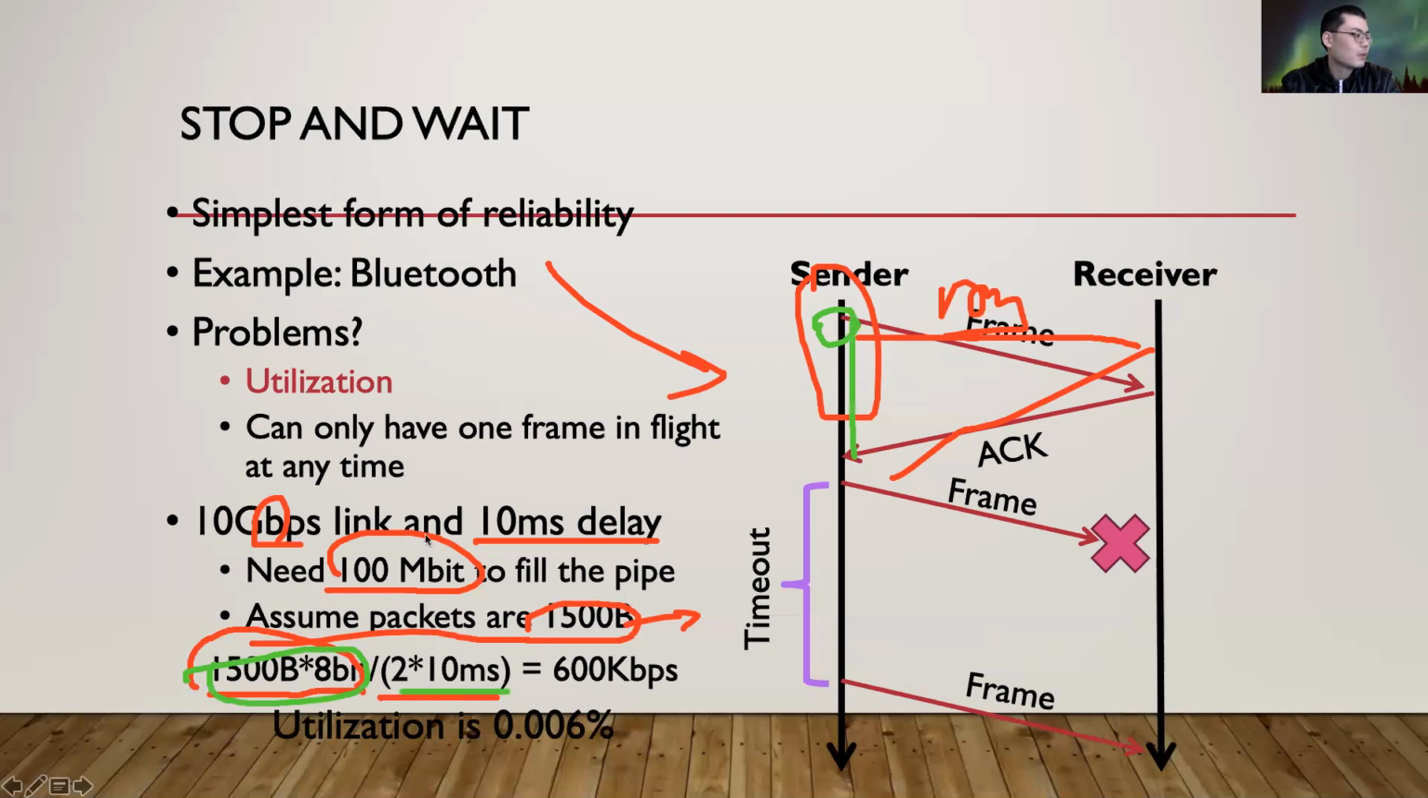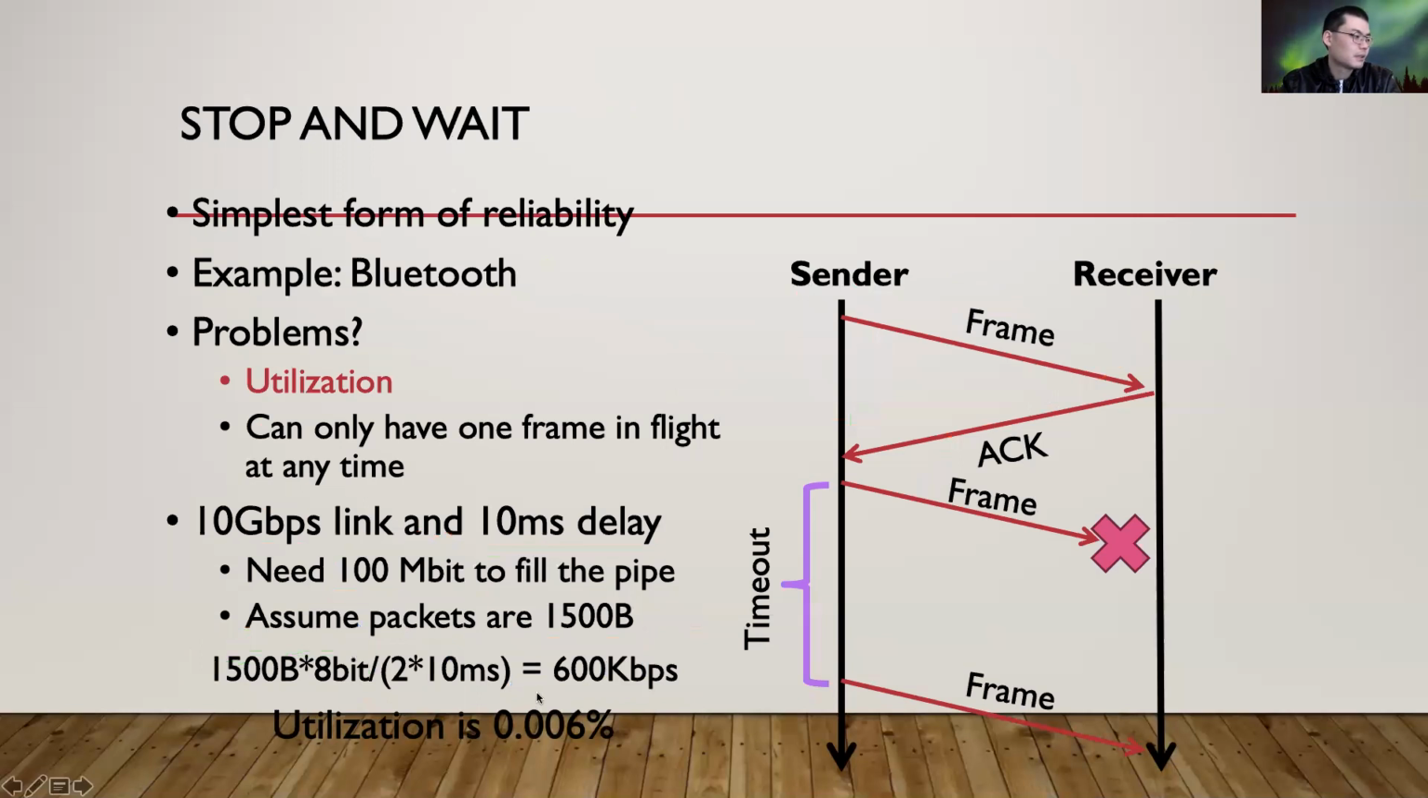So if you look at what your bps is, bits per second, this is your actual average bits per second. You compute it by doing the division. Of course, this is in milliseconds, so you need to multiply by something to convert back. That's why you have K here. So finally, we compute this is only 600 Kbps.